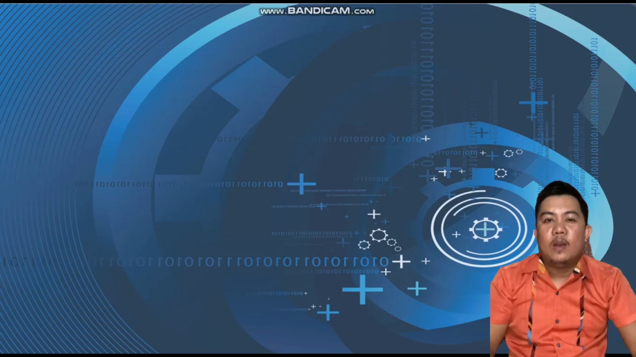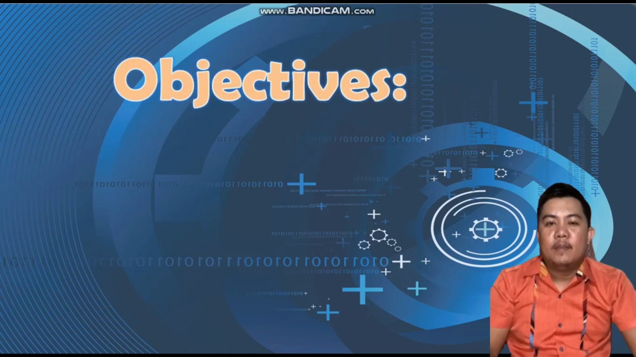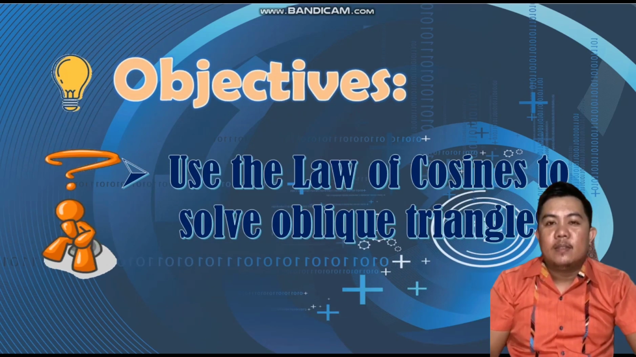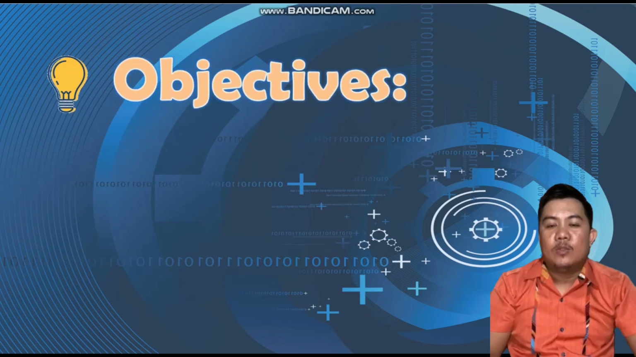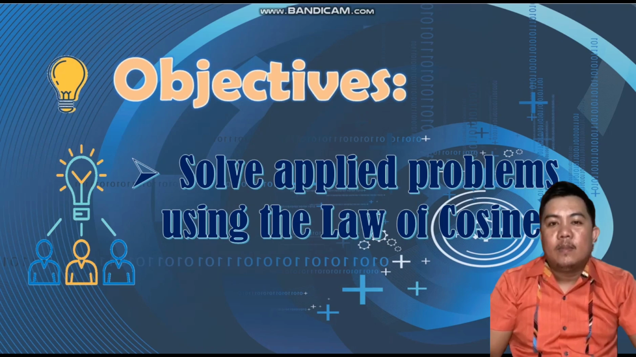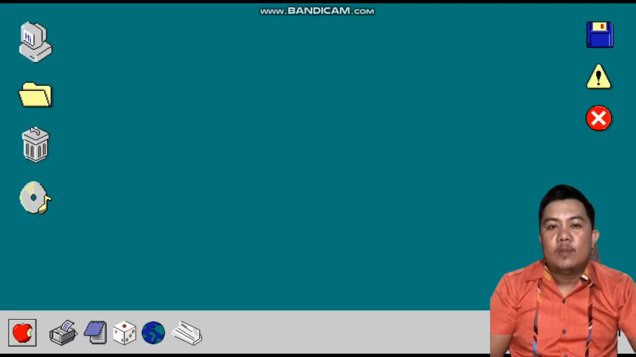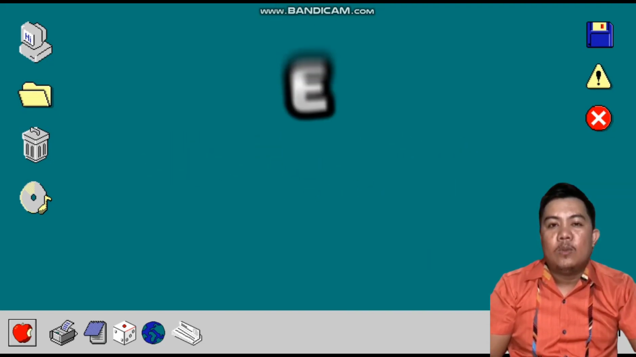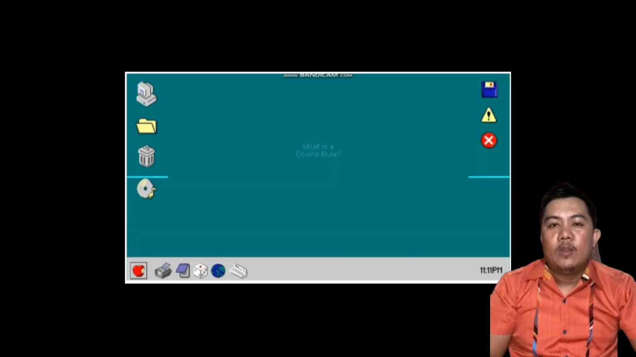These are the objectives of this topic. First, use the law of cosine to solve oblique triangles. And the second one, solve applied problems using the law of cosine. My topic today is all about cosine law. Let's learn together how to solve using cosine rule in non-right triangle.